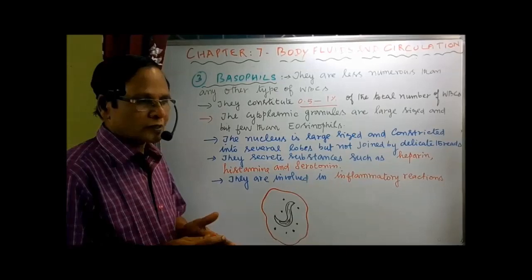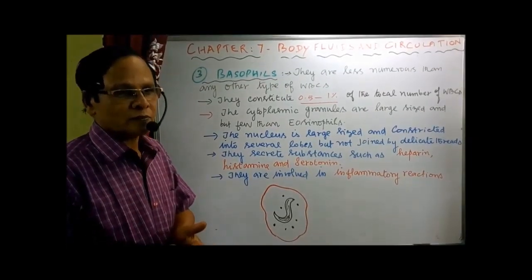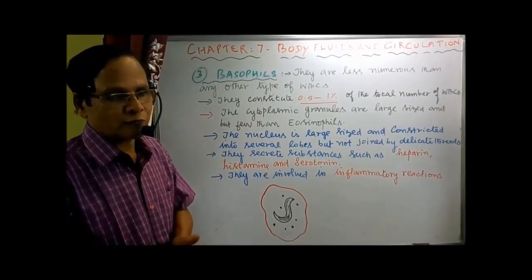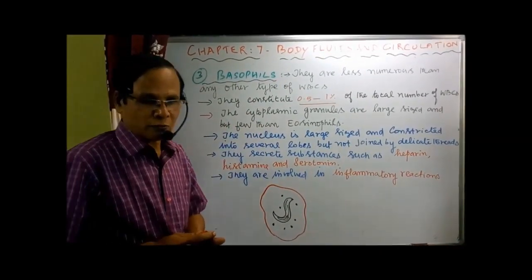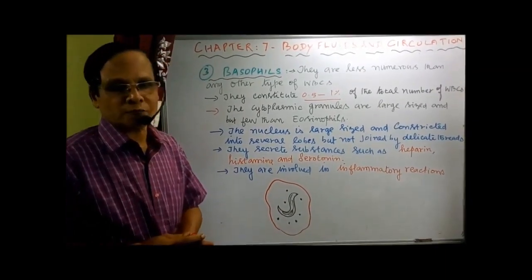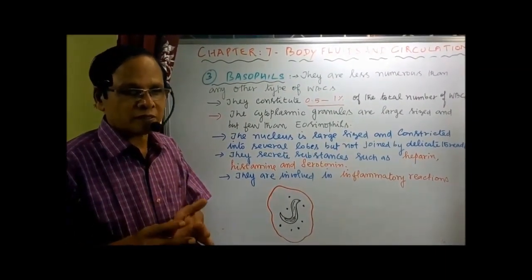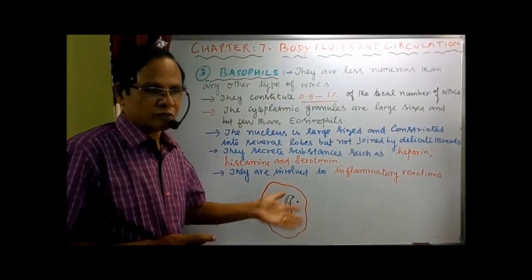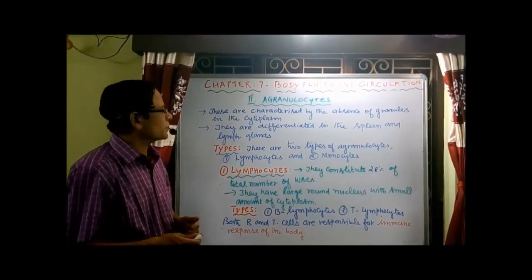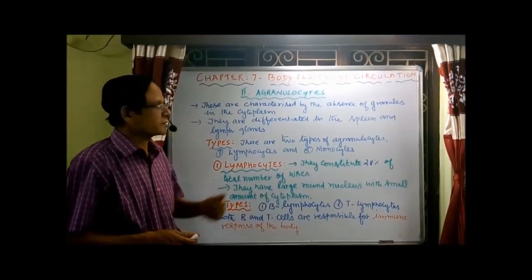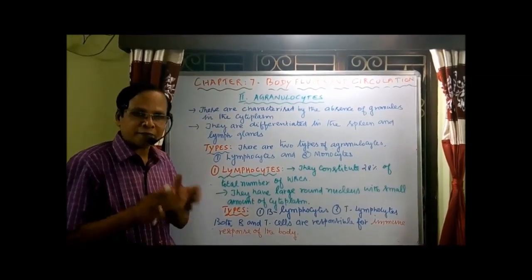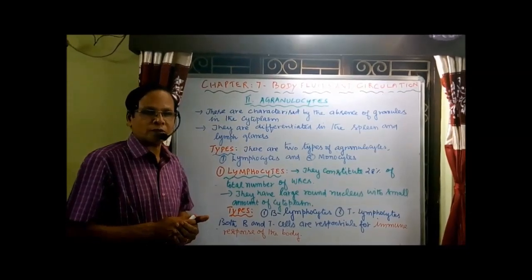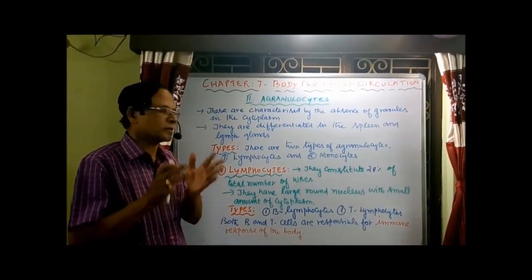Now we go to the second type of WBCs, agranulocytes. These cells are characterized by the absence of granules in the cytoplasm. And where are they differentiated? They are differentiated in the lymph glands and the spleen. As the name implies, they are characterized by the absence of granules in the cytoplasm, and they are differentiated in the lymph glands and spleen.